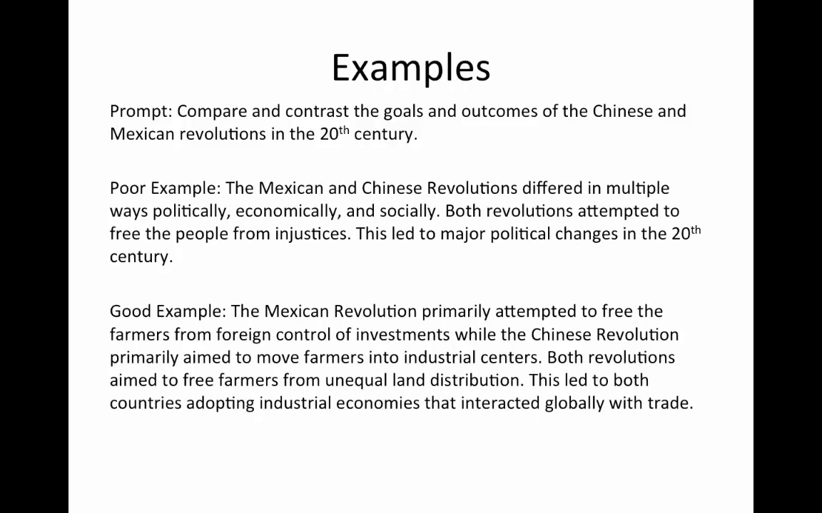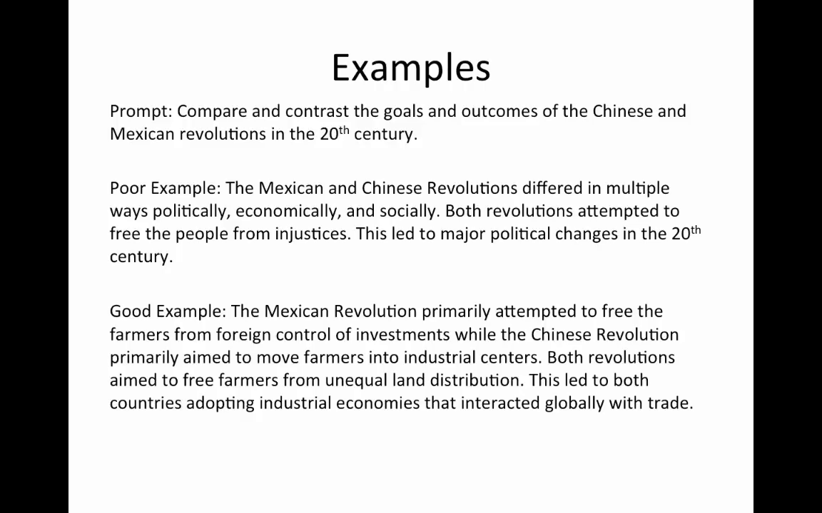Now, I'm sure this looks like a really good thesis on its surface. It's establishing a broad argument that you can provide a lot of evidence and a lot of minor arguments under. But here's why it really isn't a very good example of a thesis statement and why I want you to stay away from this trap. Let's look at the first sentence. The Mexican and Chinese revolutions differed in multiple ways. Okay, fine. Now we're looking to see what these multiple ways are.